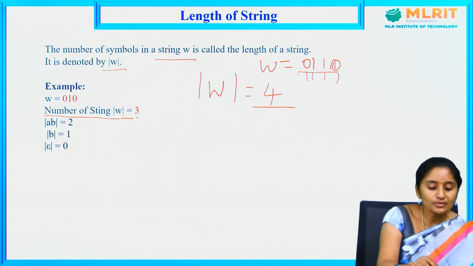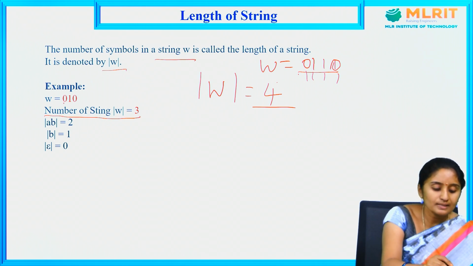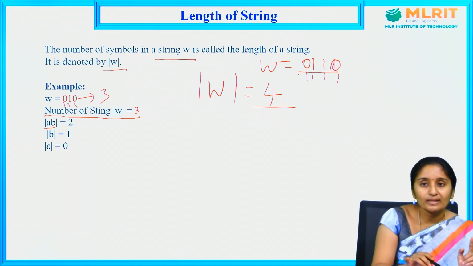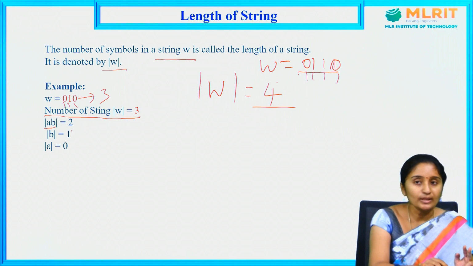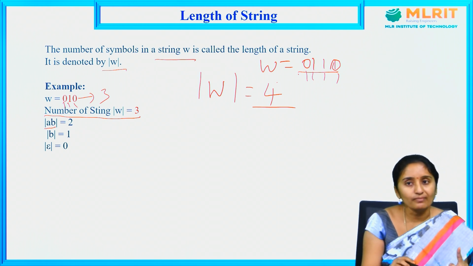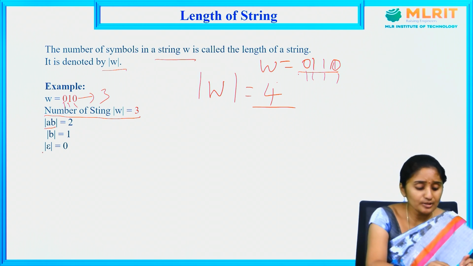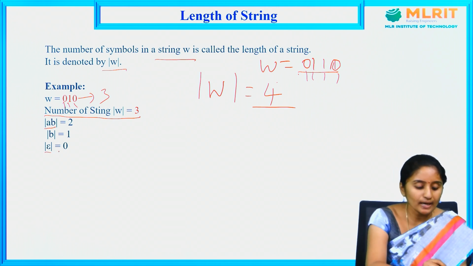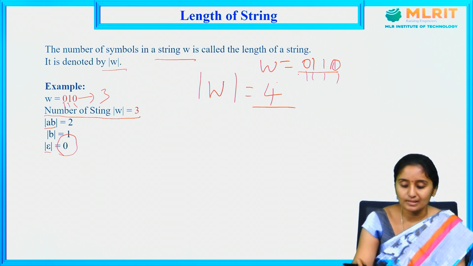The number of strings is nothing but 3. See here, 0 is 1, 1, 1. So the total length is 3, and the number of symbols present here is 3. For example, AB. The number of symbols is 2: A is 1 symbol, B is 1 symbol, so that is 2. B alone has only 1 symbol, so that is 1. Epsilon is nothing but the empty string. 0 symbols are present, so that is why we represent it with 0.